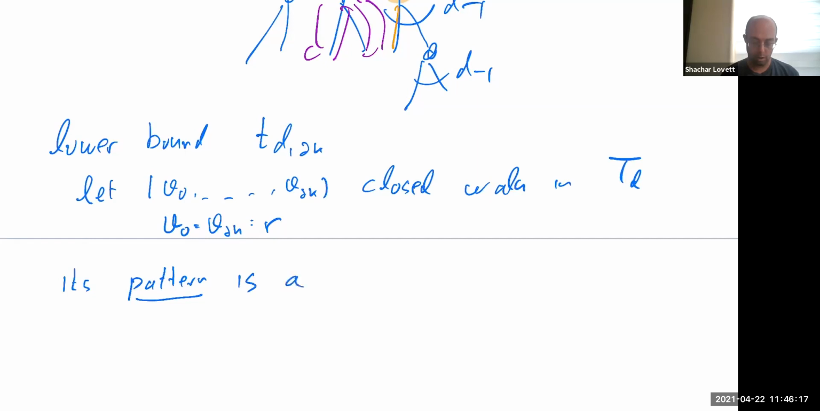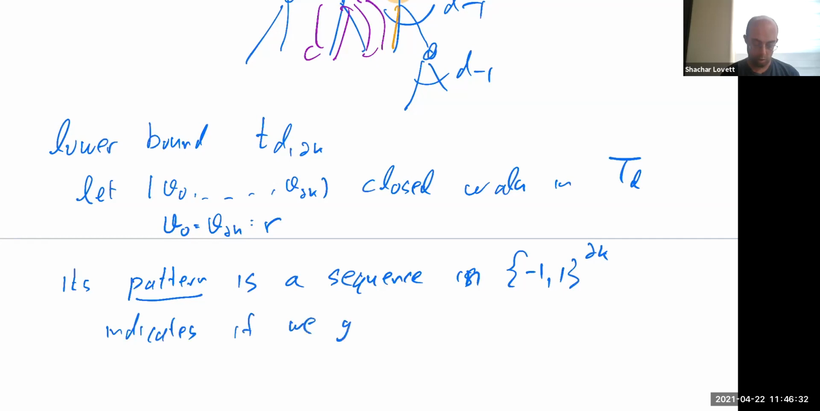in {-1, 1}^{2k} that indicates if we go up or down in each step, right? So we have 2k steps. So we're going to have a sequence of length 2k.